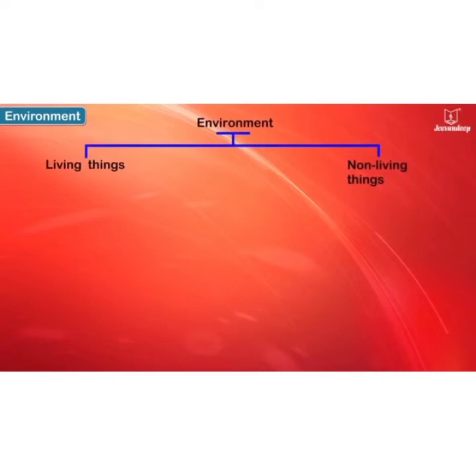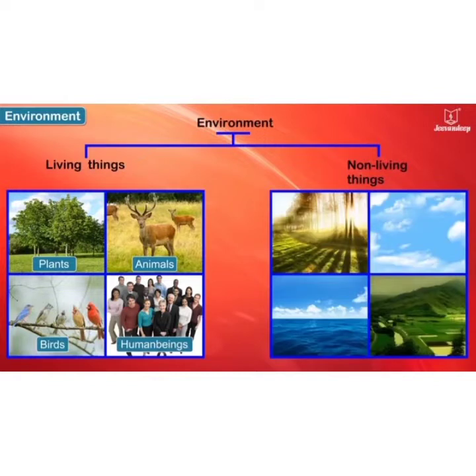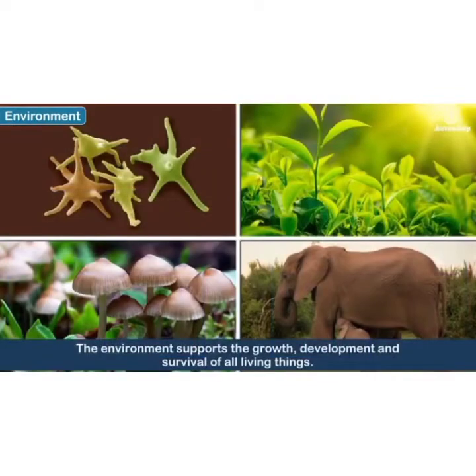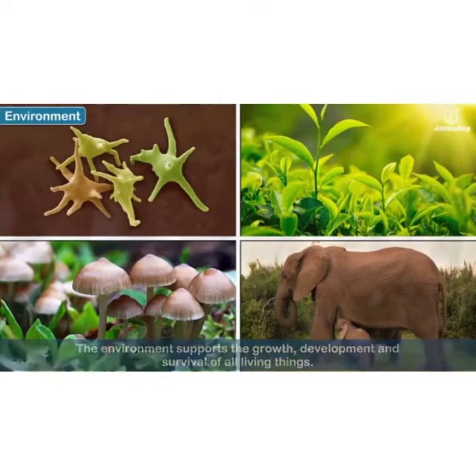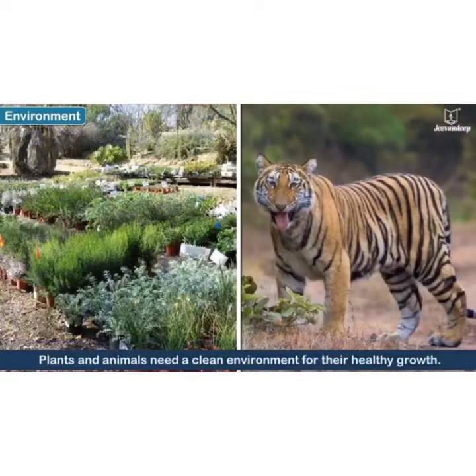Our environment comprises both living things such as plants, animals, birds, and man or human beings, as well as non-living things like sunlight, air, water, and land. The environment supports the growth, development, and survival of all living things. All living things constantly interact with other living things and non-living things for their survival. Plants and animals need a clean environment for their healthy growth.